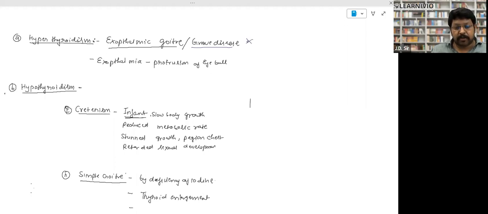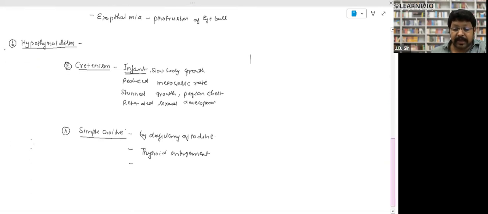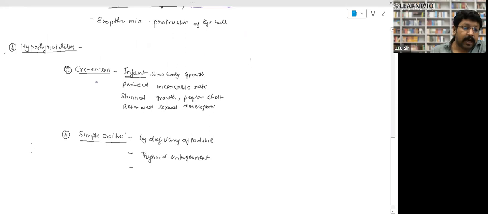This is very important. This question has been asked multiple times. You have to tell why it takes place, or which of the following is because of hyperthyroidism. So exophthalmia is protrusion of the eyeball. Then hypothyroidism means less secretion of thyroid hormone. If there is less secretion of thyroid hormone, what will happen? It will cause cretinism.